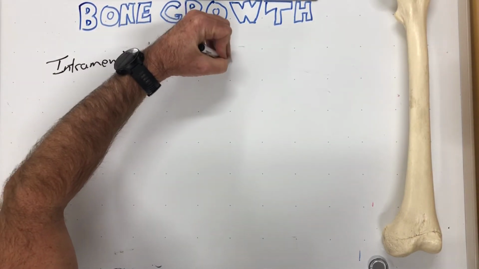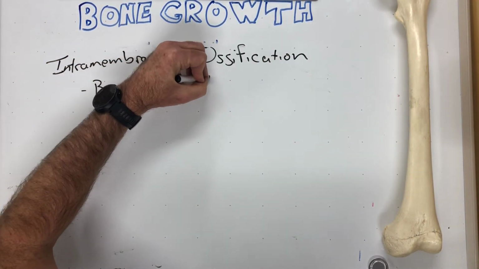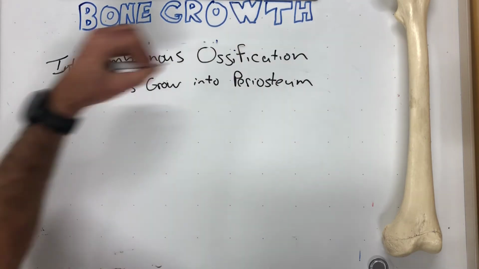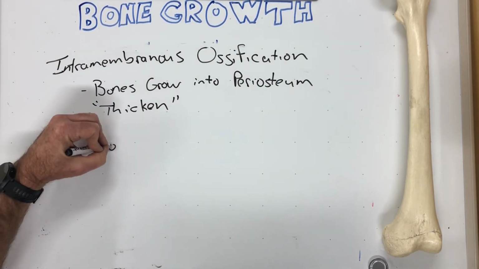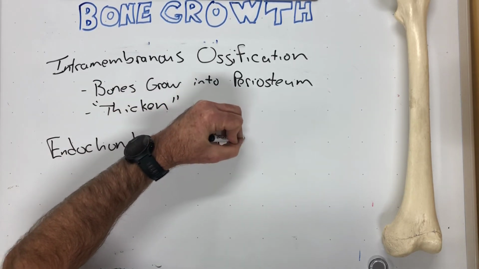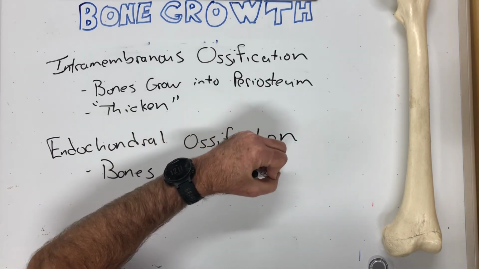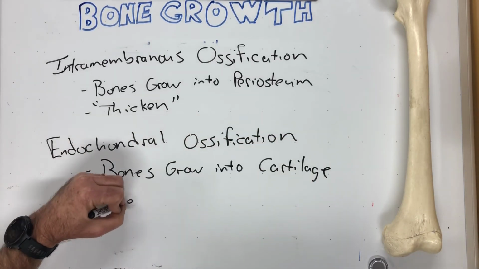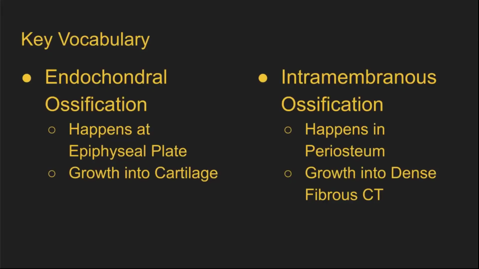So now let's review. We've got intramembranous ossification, which is where bone grows into connective tissue membrane, into the periosteum, and this tends to make bones thicker. We've got endochondral ossification, where bone grows into hyaline cartilage at the epiphyseal plate, and that tends to make bones grow longer. I hope that helped. So here's your key vocabulary: endochondral ossification and intramembranous ossification.